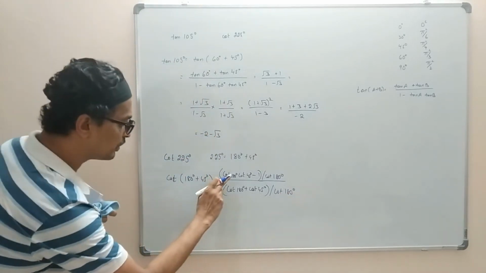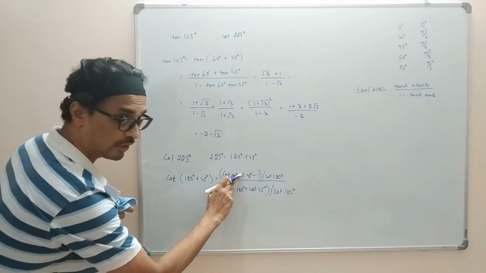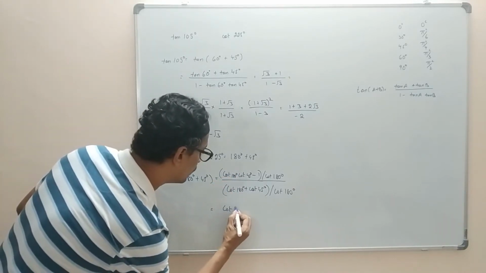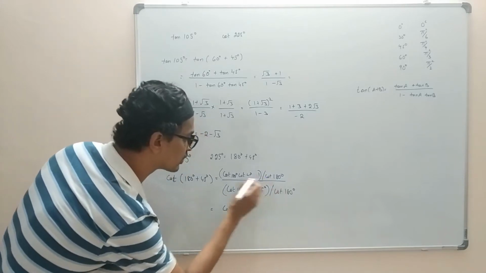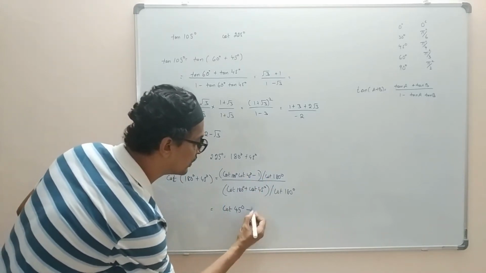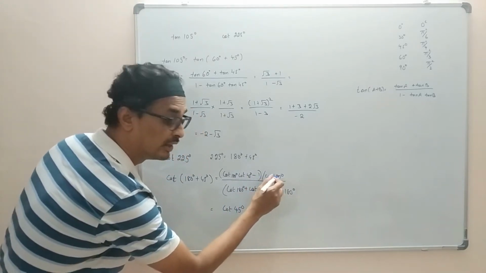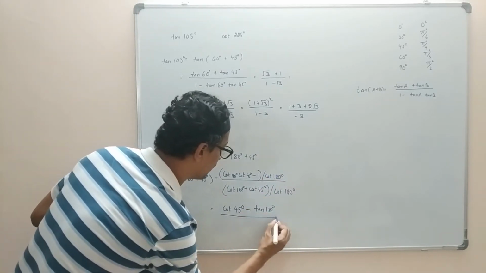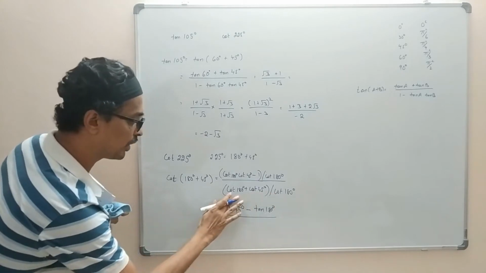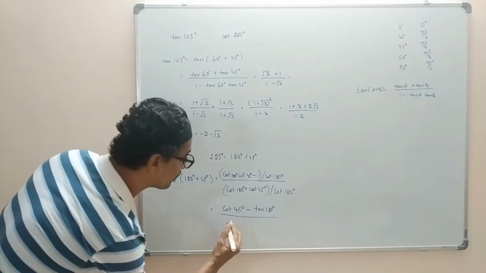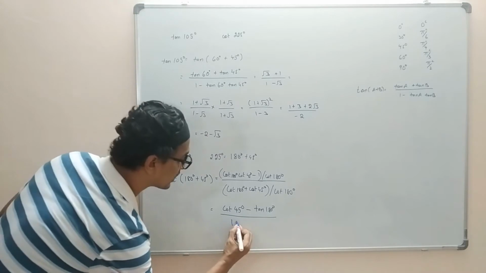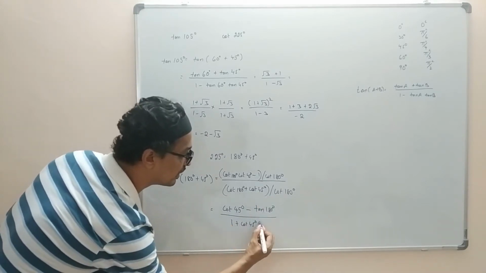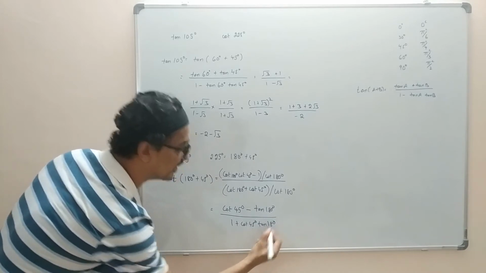Okay, so now this becomes cot 45 degree, because one cancels, minus 1 by cot 180, that is tan 180 degree, divided by, here also cot 180 cancels. So this becomes 1 plus cot 45 degree into tan 180 degree. Correct?